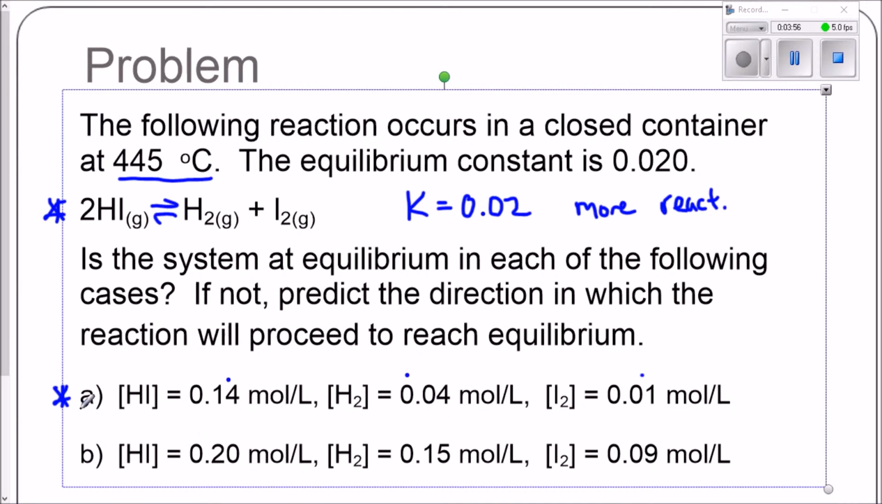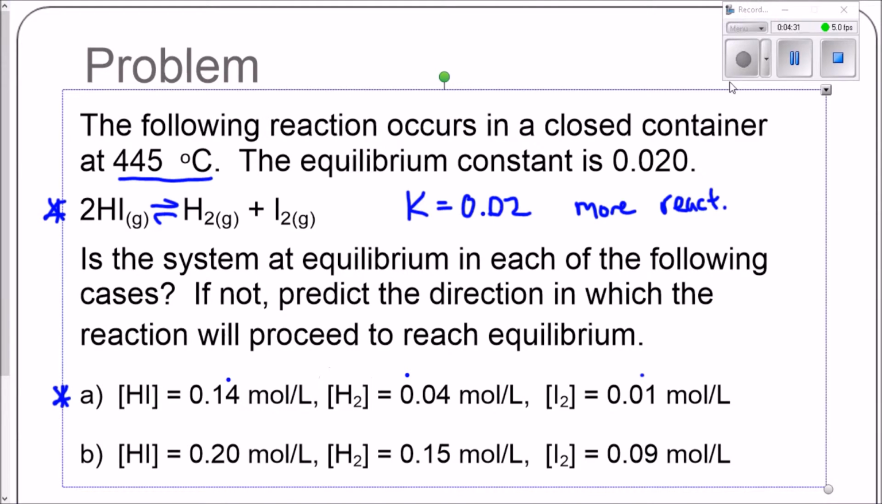So we have two scenarios. If I make a K expression from here, and I plug these values in, if the K value is equal to 0.02, then I know it's at equilibrium. If I plug these values into a K expression and I calculate K, and it's bigger than this value here, then I know that it is actually more products than what it should be at equilibrium. So therefore, it's going to shift towards the reactants. So we'll talk about what that looks like right now.